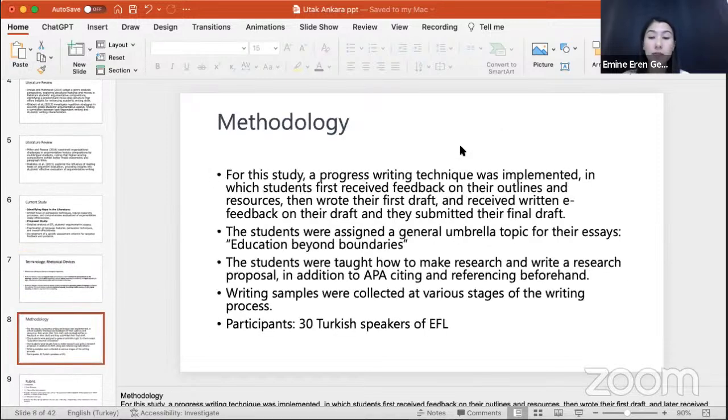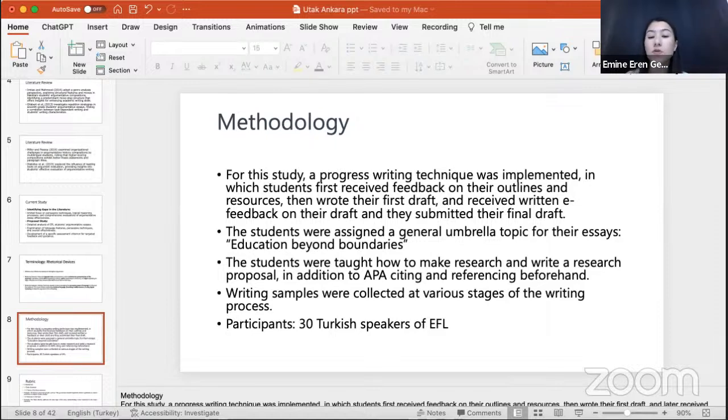And in our methodology, we had a process writing technique. It was implemented, in which students first received feedback on their outlines and resources. Then they wrote their first draft and got feedback on it, and then they submitted their final draft. The students were assigned a general umbrella topic for their essays, which was education beyond boundaries. This was the general topic, and they chose the specific topic themselves.